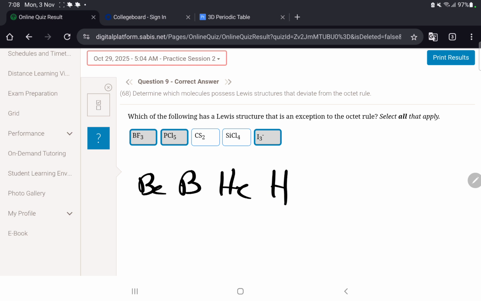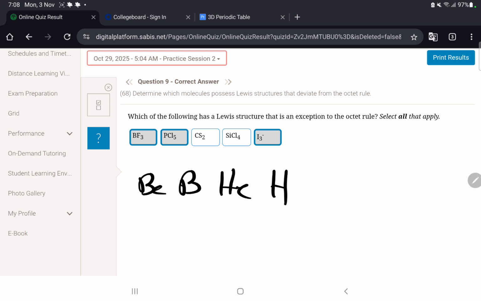These don't have enough electrons to make a full valence shell. They don't have enough electrons to have 8 valence electrons. They just don't have enough. So they're called electron deficient. These are exceptions to the octet rule.